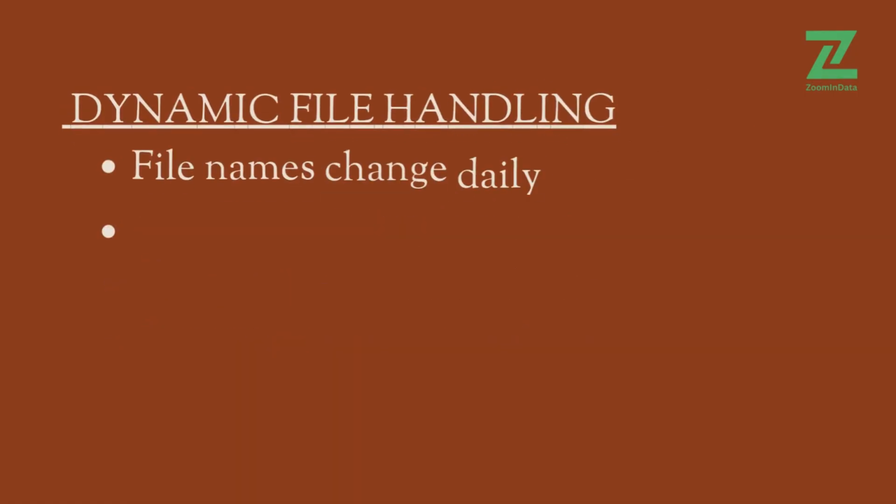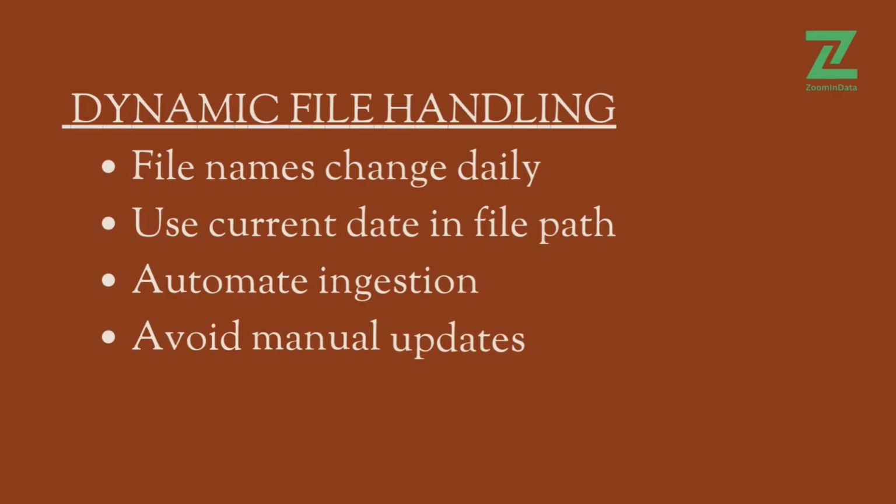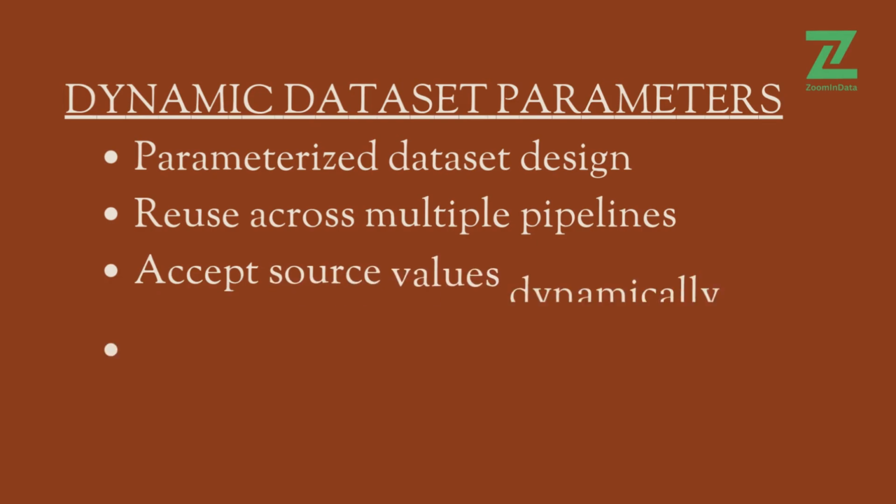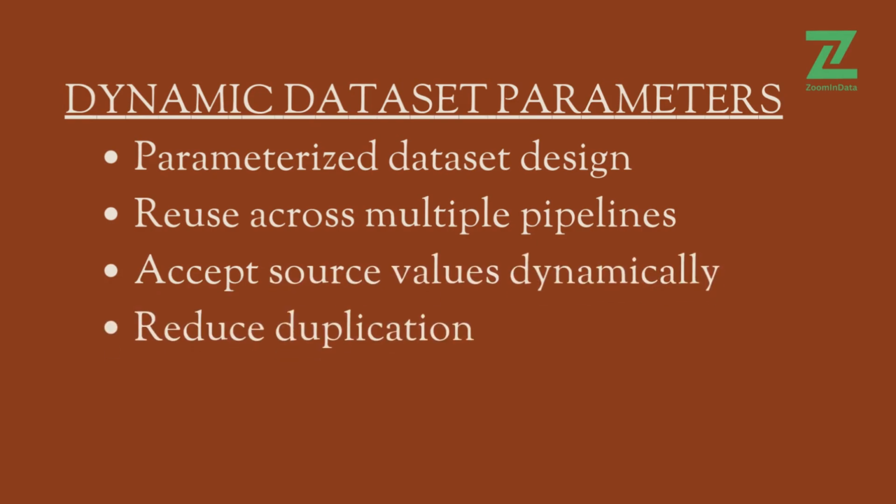In real-world projects, file names often change daily. We can dynamically insert the current date into the file path. This automates ingestion and removes the need for manual updates. Parameterized datasets allow reuse across multiple pipelines. Instead of creating separate datasets for each source, we pass source values dynamically. This reduces duplication significantly.